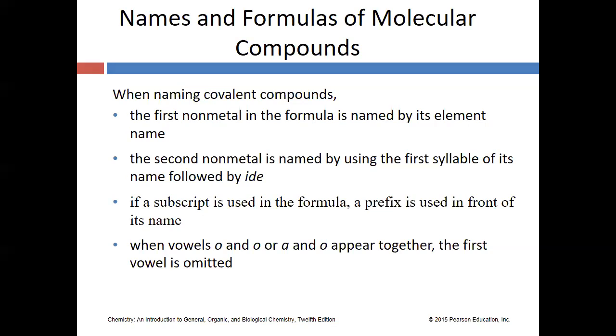The only real difference is a couple of things. One, subscripts are going to get turned into prefixes. Since we don't have charges to fall back on, we're going to use a series of prefixes to tell us how many of a given atom there are. I'll show you what the prefixes are here in just a second.